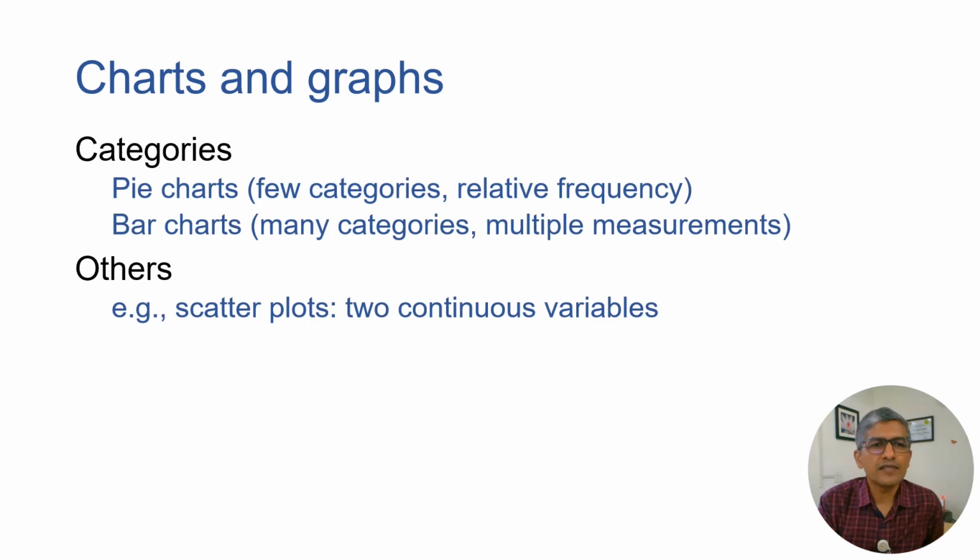For categorical variables, we use pie charts, and if there are only a few categories, we use bar charts. And if we have many categories, maybe we can use the horizontal bar charts like I showed you earlier. And when we have two continuous variables, we often use scatter plots to show the relationship between the two continuous variables.